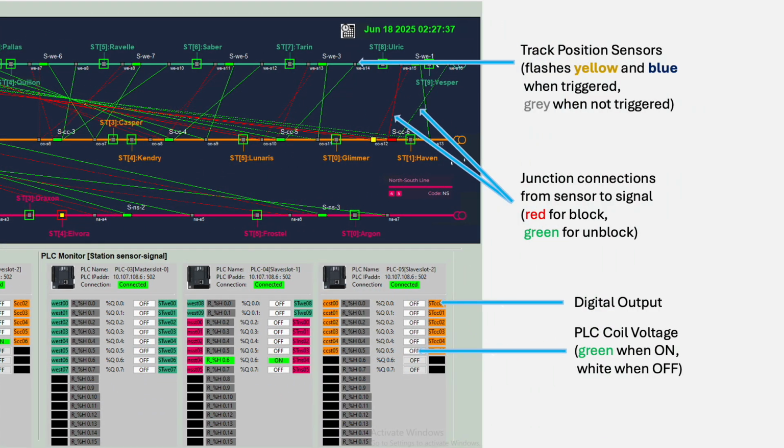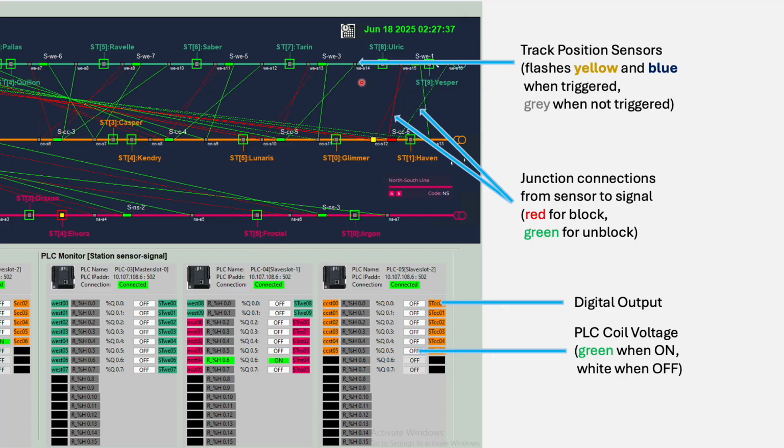Looking at the right of the interface, we have the track position sensors. These flash yellow and blue if a train is currently on the sensor, and grey if there is no train currently on the sensor.